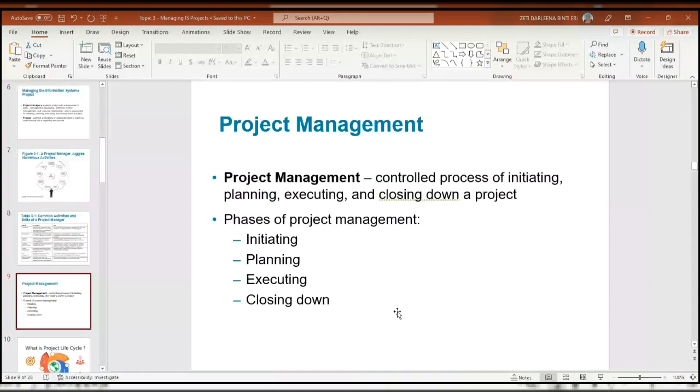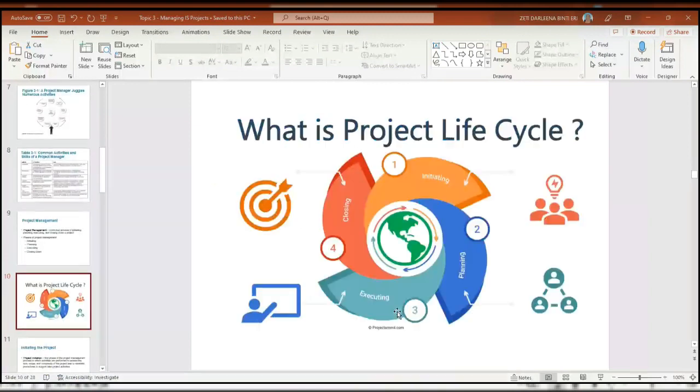So project management is a controlled process. The keyword there is controlled process. So these are its phases. Initiating, planning, executing and closing down a project. So that is the generic definition of project management. So the phases involved are initiating, planning, executing and closing down of a project. So this is the life cycle. That is the project life cycle or project phases.